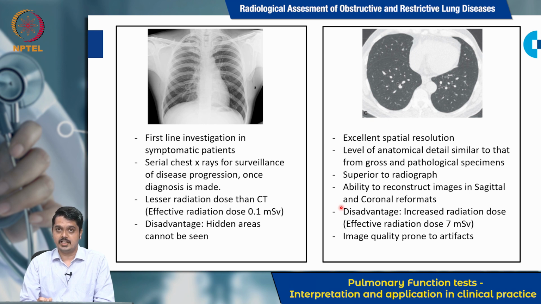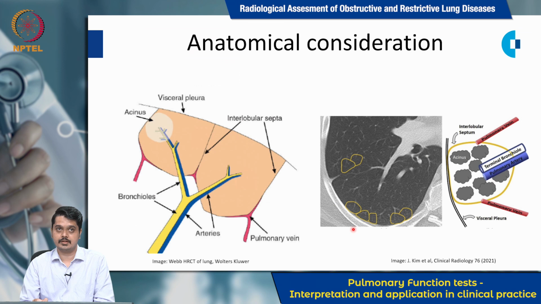The anatomical details we find in CT scan are almost similar to what we find in pathological specimens. We can reconstruct the images in axial plane, sagittal plane and coronal plane. Disadvantage is the radiation dose is very high compared to chest X-ray, and also the image is prone to breathing artifacts.